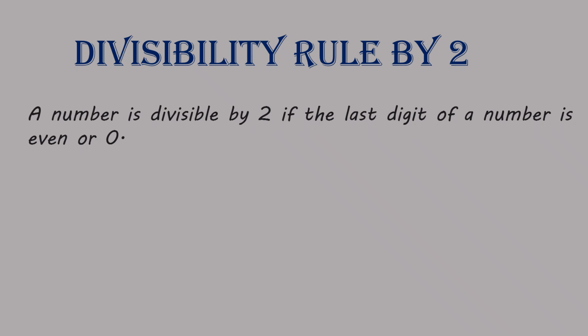It's very easy. Suppose you have a number, you just have to see the last digit of that number, if the last digit is 0 or if it's an even number. Now what are the even numbers? The numbers which are divisible by 2. So 2, 4, 6 and 8. So if at the end of the number you have 0 or an even digit, then that number will be divisible by 2.